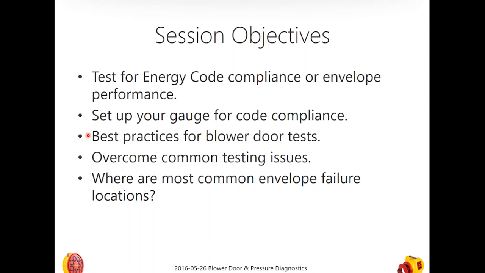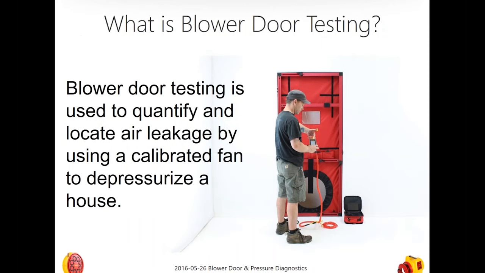Then we're going to go on to talking a little bit about best practices for blower door tests, how to make sure that they're repeatable, how to make sure that they're reliable, and how to make it easier and faster for you. And then we're going to talk a little bit about overcoming common testing issues, and that's going to be a thread throughout the conversation. And then we might get into, if we have some time at the end, where some of the most common envelope failures are and some of the locations, and how to find out information about that. So if everybody's okay with that, if there are any other thoughts that you have, anything that you'd like me to focus on, please feel free to use your question box and put it in.